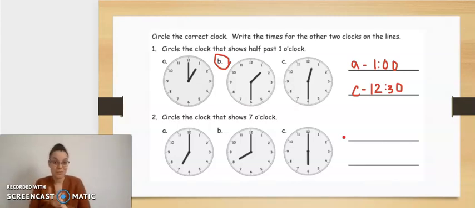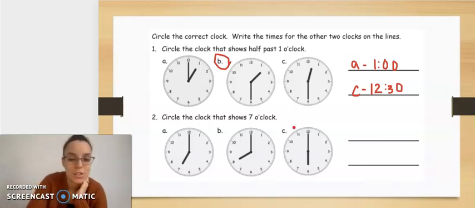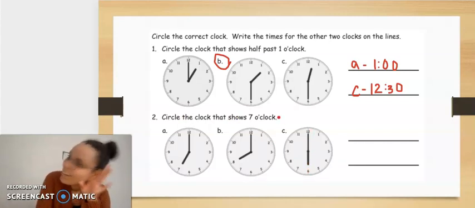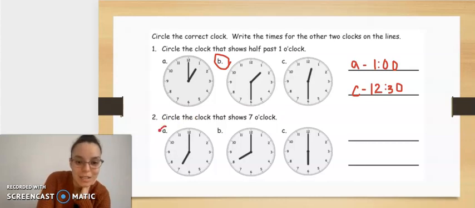All right, let's do number 2. Can you guys help me out with this one? All right, it says circle the clock that shows 7 o'clock. Well, first we need to look at each clock and see what time it says. This hour hand is on the 7. This is on the 8 o'clock, 6 o'clock. All right, which one shows 7 o'clock? Say the letter. Yeah, a lot of people said A.